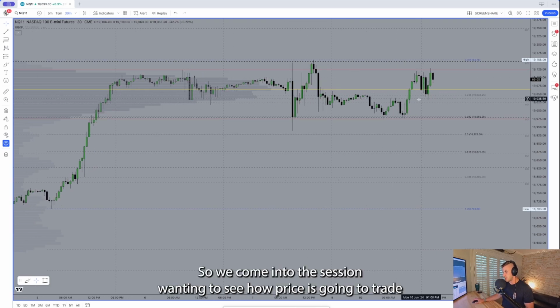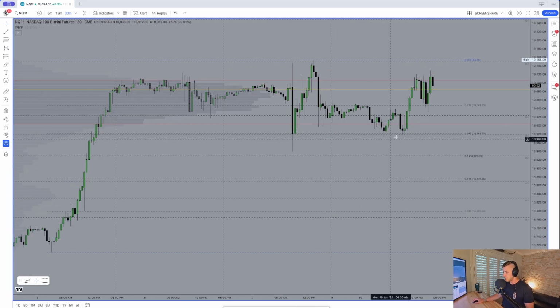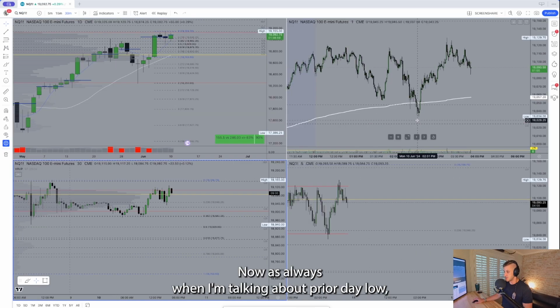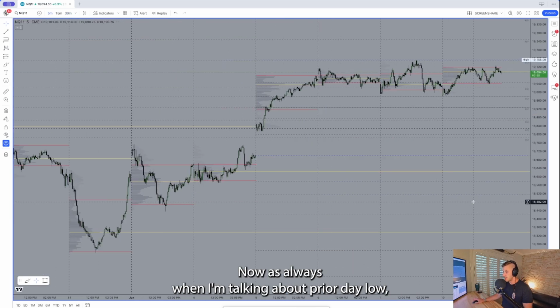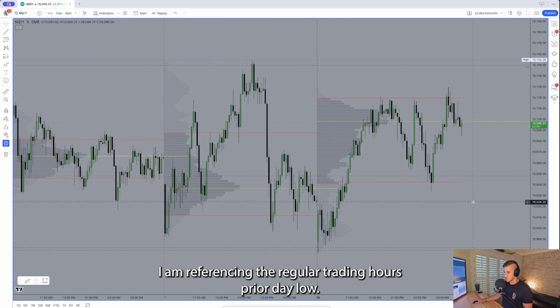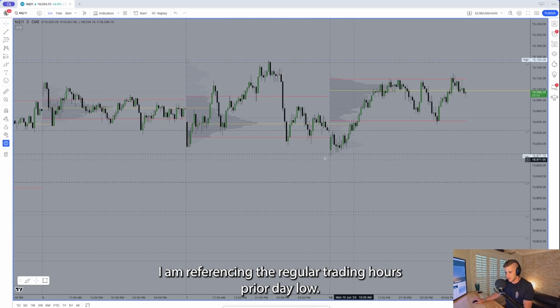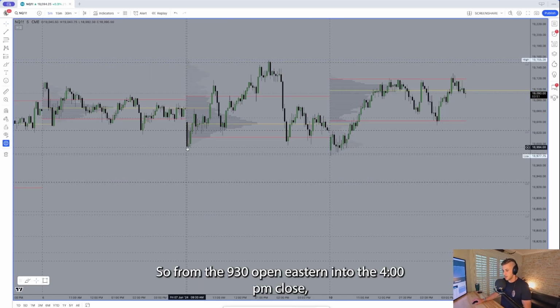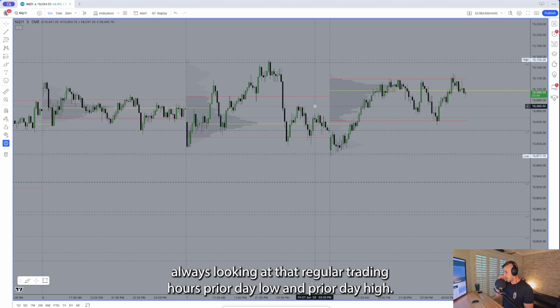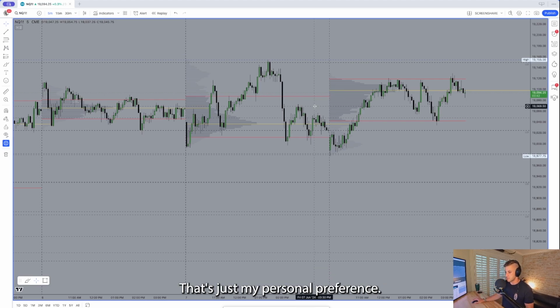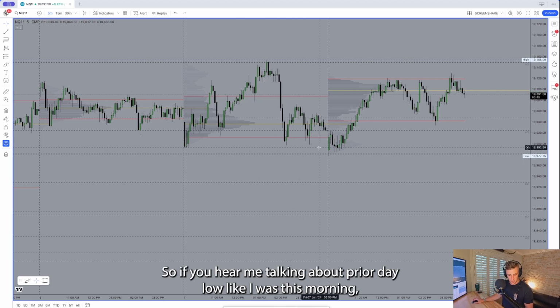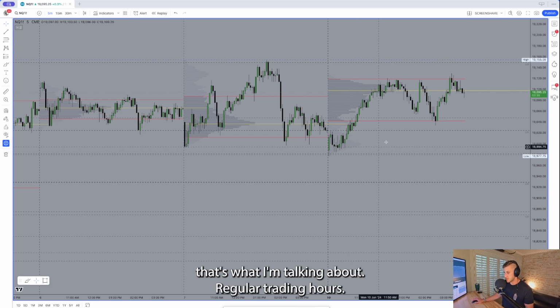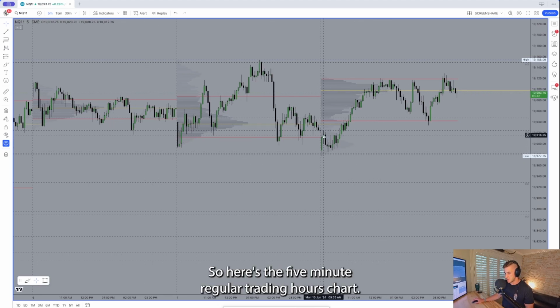So we come into the sesh wanting to see how price is going to trade versus that prior day low. Now, as always, when I'm talking about prior day low, I am referencing the regular trading hours prior day low. So from the 9:30 open Eastern into the 4 o'clock p.m. close. Always looking at that regular trading hours, prior day low and prior day high. That's just my personal preference. So if you hear me talking about prior day low like I was this morning, that's what I'm talking about, regular trading hours. So here's the 5-minute regular trading hours chart.